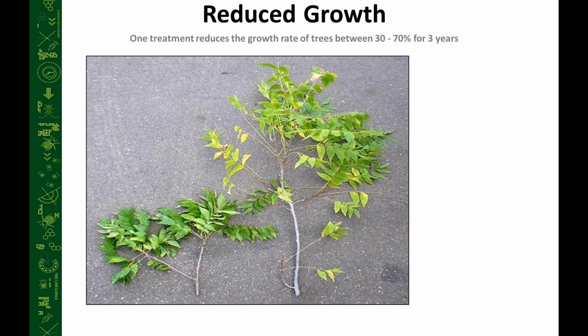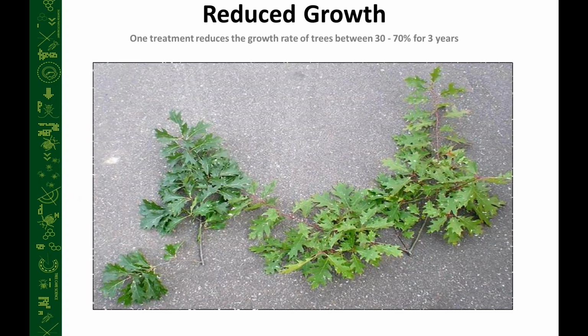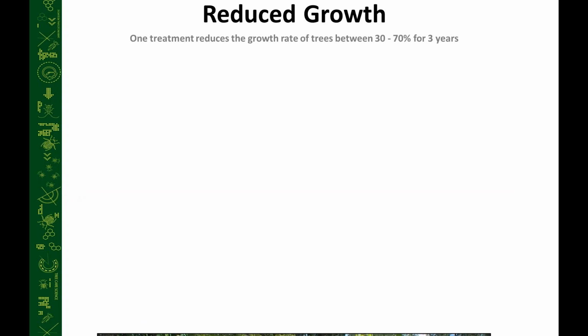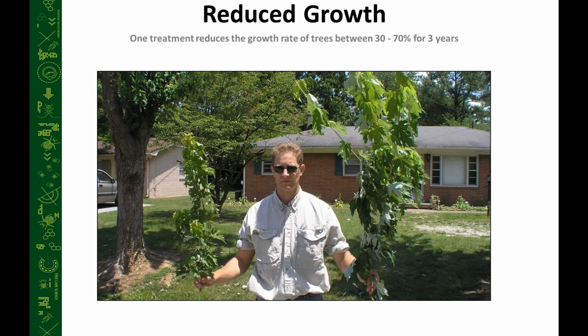So here again, we have here, I believe, sumac. Here again, this is our poster child. This is red oak, northern red oak. There's my boss right there, Sean Burnick. You can see here the silver maple. Again, this is our treated, this is our untreated.